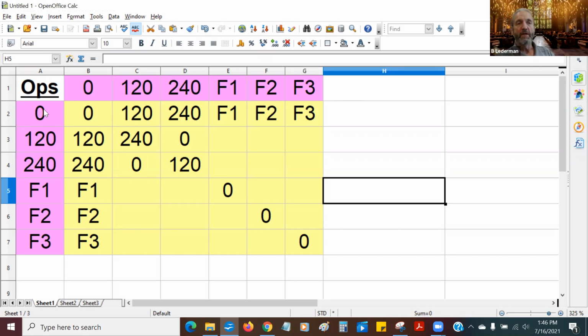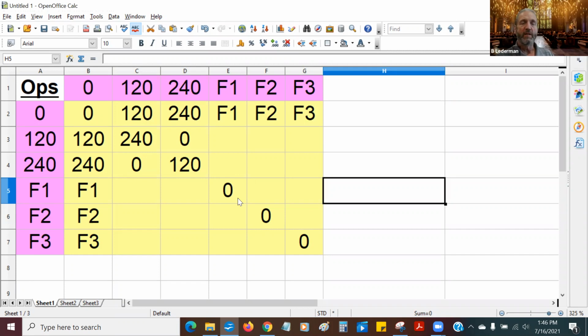Notice that 0 is the identity element, because if I do 0 and then any of these operations, it just becomes that second operation. If I do any of these first, and then I do 0, it just stays the same. And notice that the inverse of 0 is itself. The inverse of 120 is 240, because if we do a 240 and then a 120, that puts me back to the 0 position.